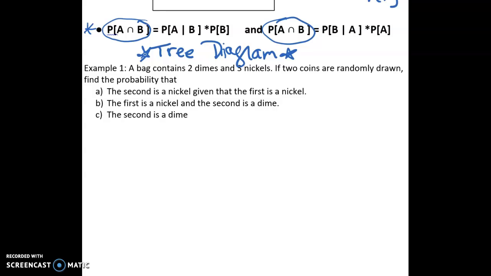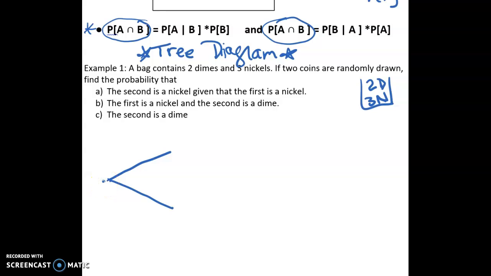A bag contains 2 dimes and 3 nickels. I usually make a little picture, 2 dimes, 3 nickels, and we're drawing 2 coins randomly out of this bag. We want to find probabilities about this situation. Here's one way you can diagram this, and you really should diagram it this way. This is called a tree diagram. This is the beginning right here.